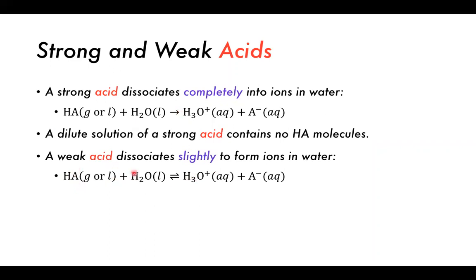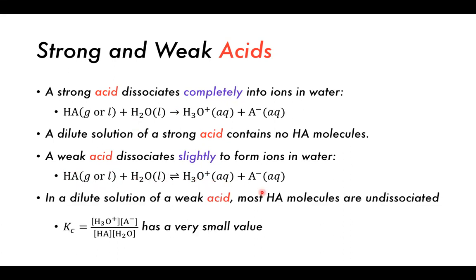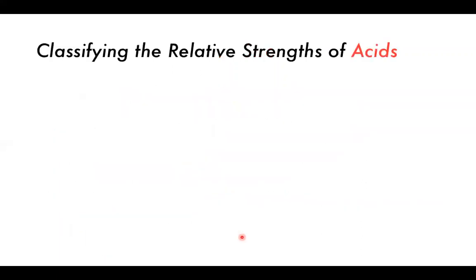So it's got an equilibrium now with water, as opposed to a straight up reaction. So HA plus H2O gives H3O+ plus A-. In a dilute solution of a weak acid, most HA molecules are actually undissociated. So this is a major difference in weak and strong acids. And actually the strong and weak bases follow a similar pattern, where strong bases dissociate completely, weak bases do not. And so Kc for this dissociation has a very small value, usually times 10 to the minus something.